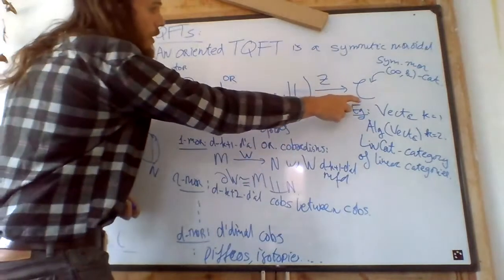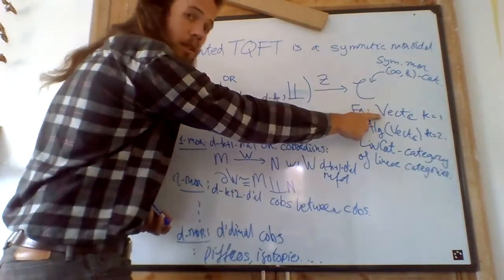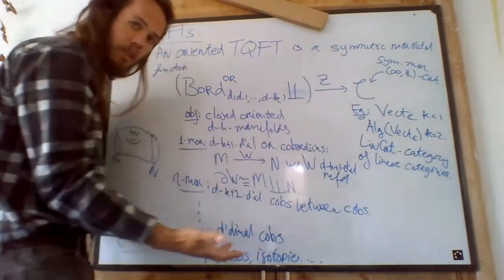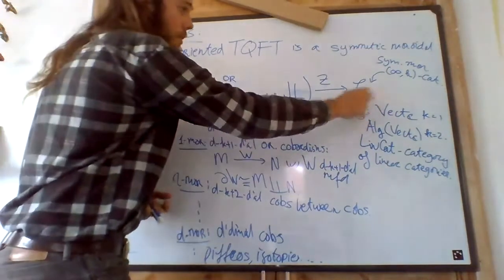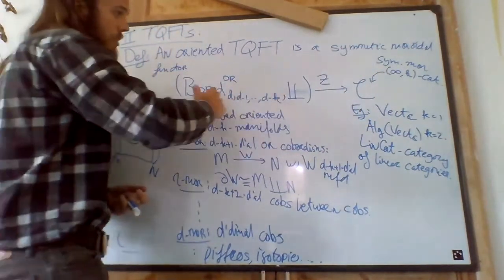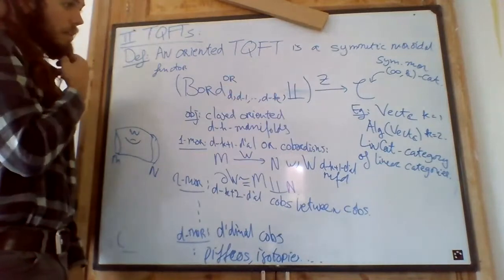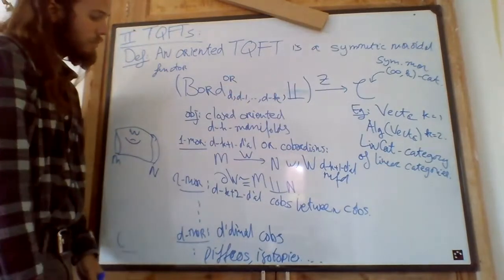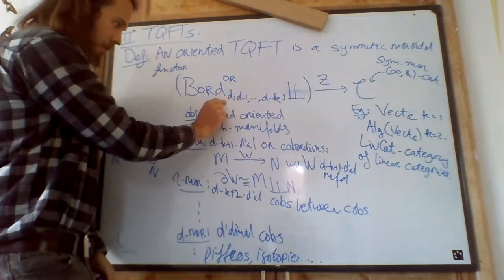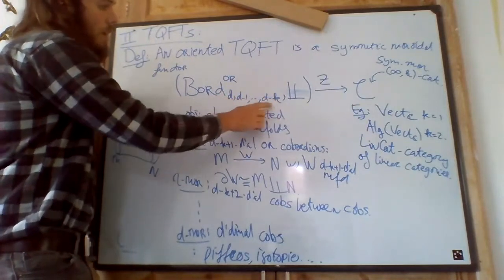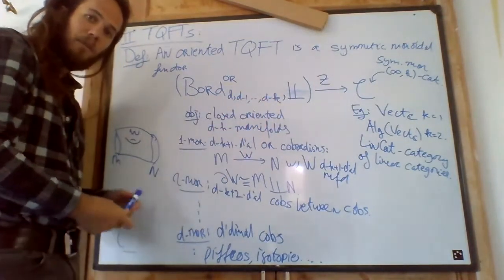So if you plug in something here, like vector spaces, so endomorphisms of the unit. So the unit in vector spaces is the complex numbers. It's the thing that does nothing when you tensor with it. The endomorphisms of this is just a copy of C. So in that case, you assign a complex number to a top dimensional manifold. So you decide what dimension you want to assign numbers, and then you decide to what extent you allow yourself to cut your manifolds into bits.